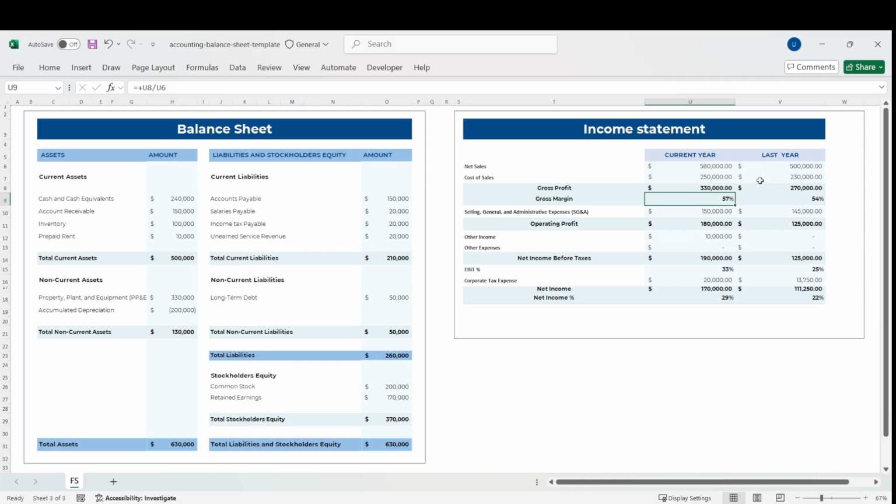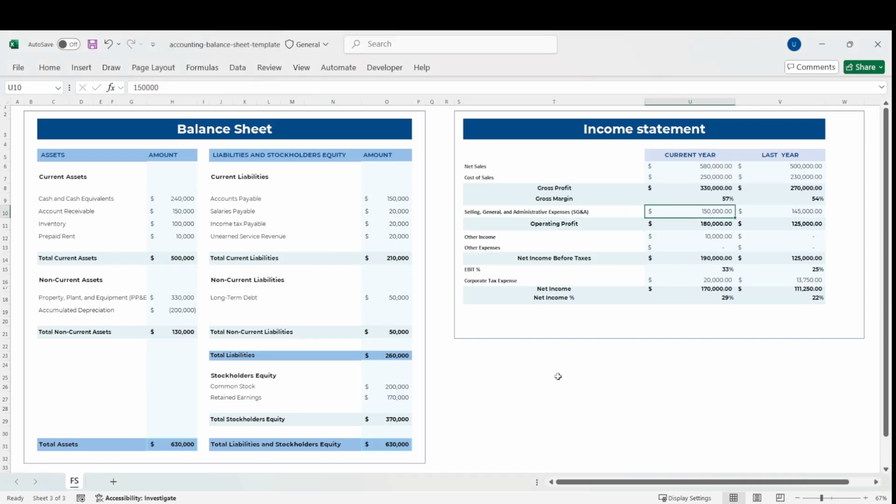And of course, when we look at the gross margin, we see that this year we have 57%. Last year it was 54%. That means there is a good indicator. It has increased. The company's gross profit has improved from 54% to 57%, reflecting strong control over direct costs. As we have seen before, even though we increased the sales by 15%, our cost of sales increased only by 8%. Now let's look at the SG&A.